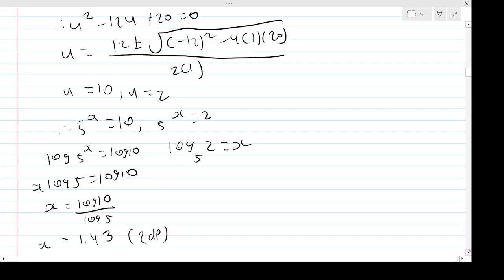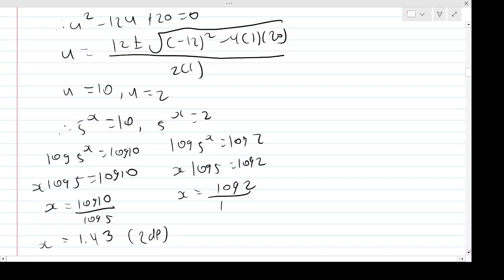But if you're not confident with that, again, I can take logs of both sides. So log of 5 to the x is log 2 now. And so similarly then, x log 5 is log 2. So then x, I divide by log 5. So log 2 over log 5. And that will get me, if I put that in the calculator, 0.43 to 2 decimal places.